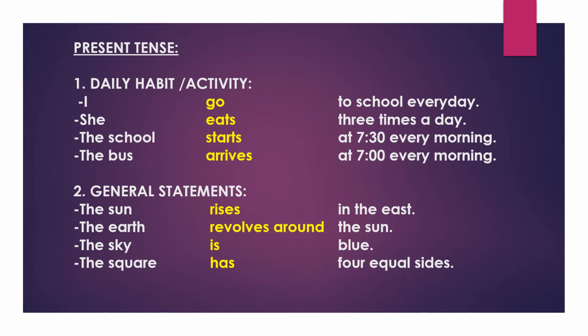The common truth is, let's see, the sun rises in the east. The sun never rises in the west. The earth revolves around the sun. The sun never revolves around the world. If it did, it would become a roasted satay. The sky is blue, it is never pink. The square has 4 equal sides, never 6 equal sides. It would become something uncommon, not a general statement anymore.